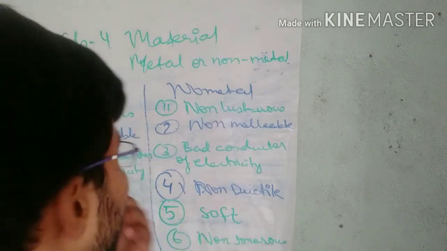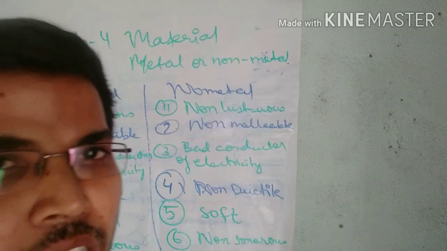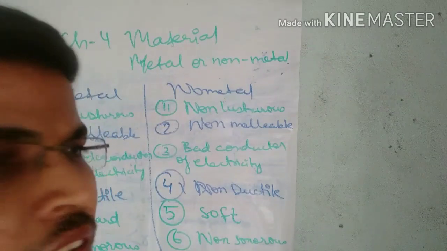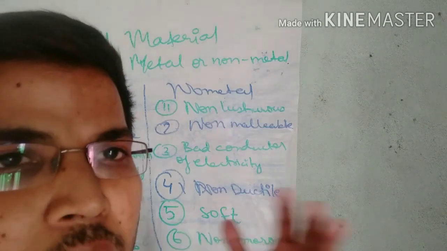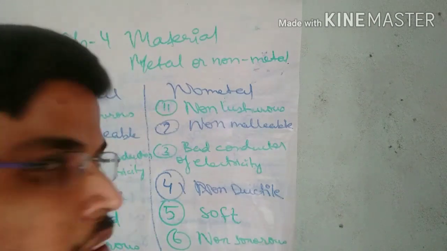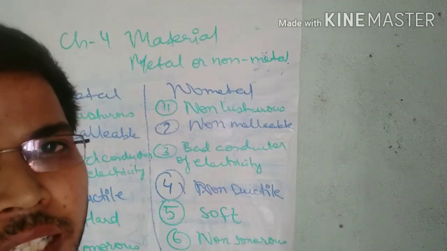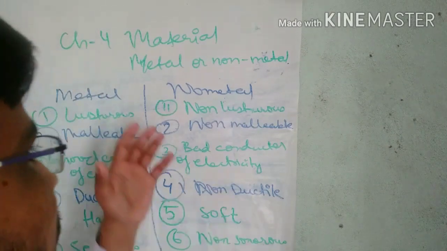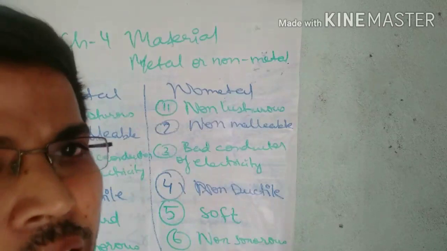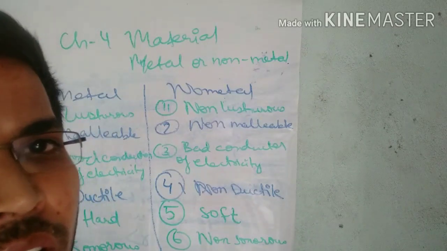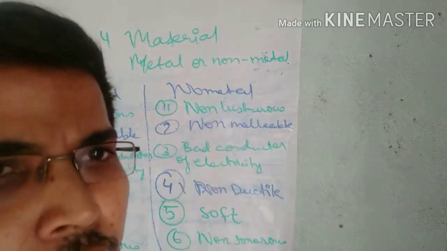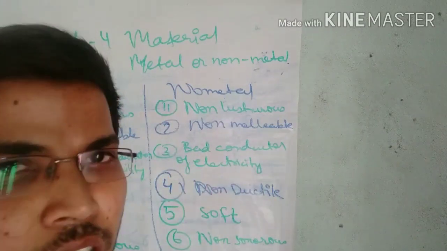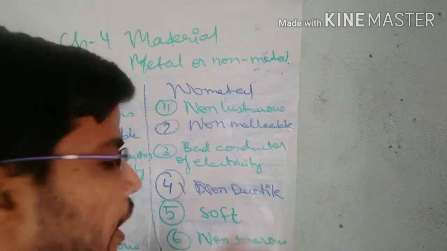I hope that you have understood what we have discussed in this class. These are the physical properties of metals. In this way we define the metal. Metals are those substances which possess these properties, that is, they are lustrous, malleable, ductile, hard, good conductors and sonorous. Those substances which are non-lustrous, non-malleable, bad conductors, non-ductile, soft and non-sonorous are called non-metals.